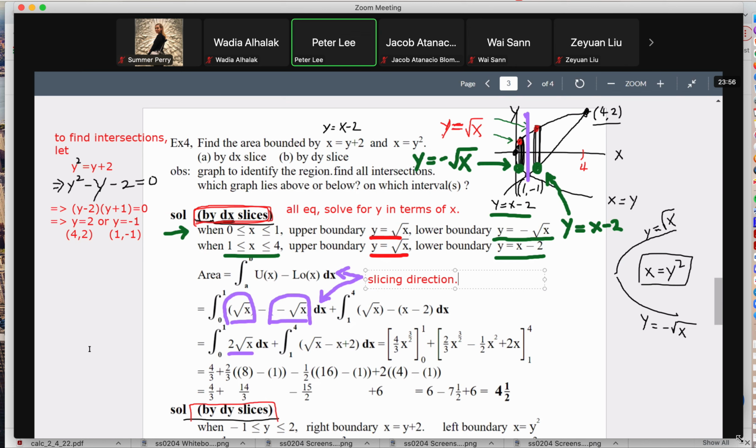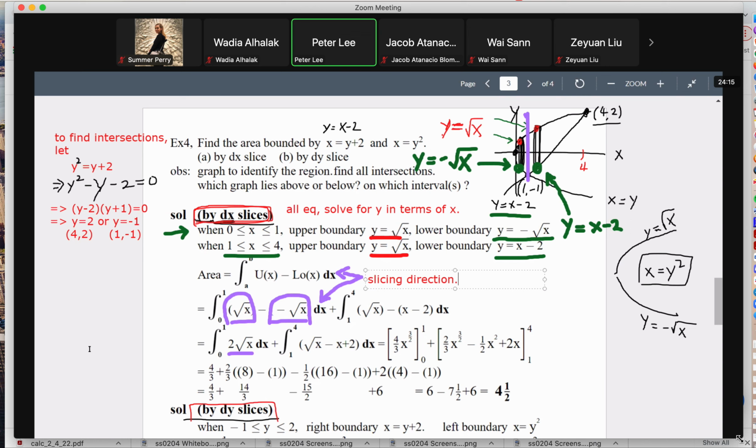This is something you have to know. Sometimes the dx slicing is easy. Sometimes the dy slicing is easy. Sometimes only one way is possible, and the other way is not even possible. I will tell you exactly when this is possible and when this is not possible. So let's just do the dy slicing this time.